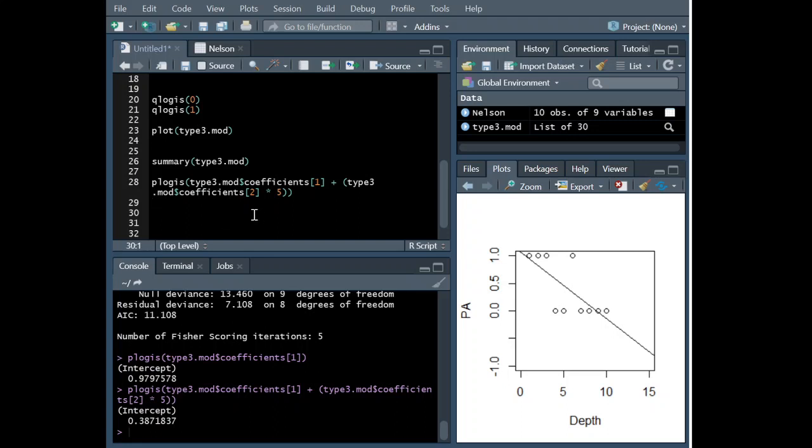Now, doing this by hand is one way to do it, of course, and it requires you to know that the plogis function is the inverse logit function. And you can also just use the predict function like we always do.